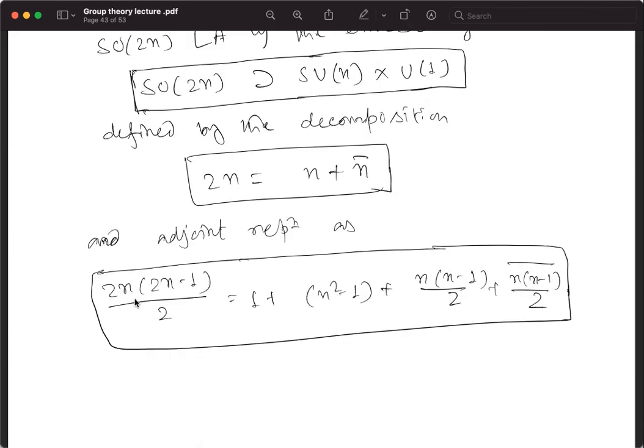And the adjoint representation can be given as 2n(2n-1)/2 of SO(2n). And in terms of the SU(n) representations, you can decompose it like 1 plus n squared minus 1 plus n(n-1)/2 plus n(n-1)/2 conjugate. So they are basically real representations.